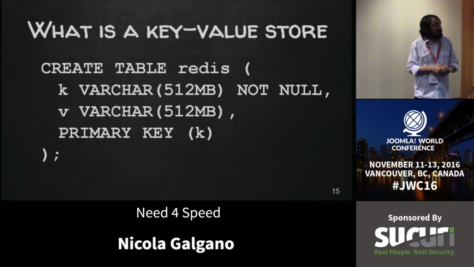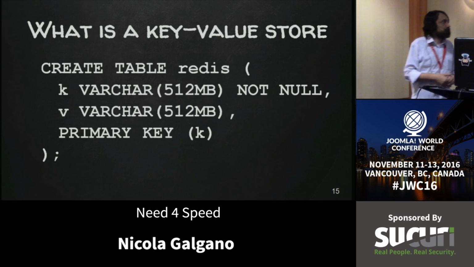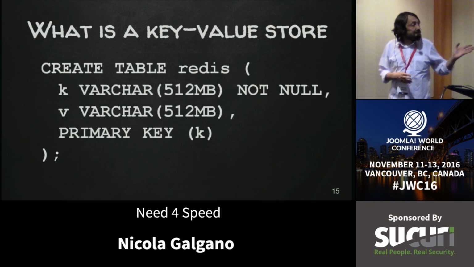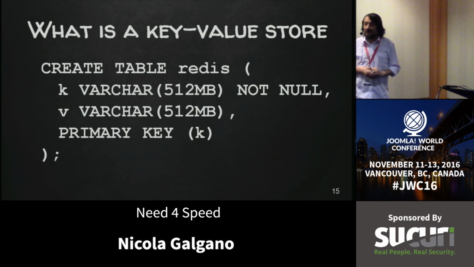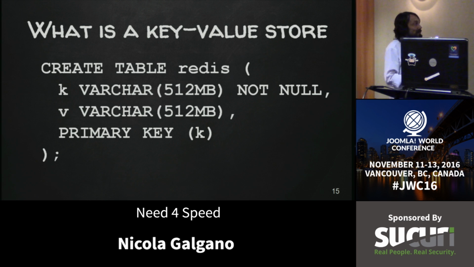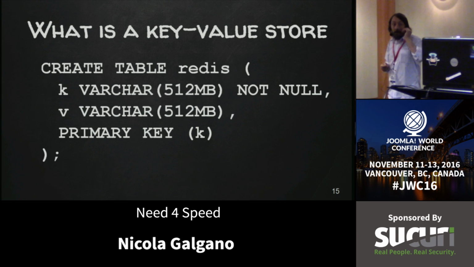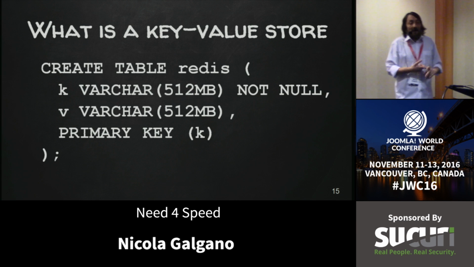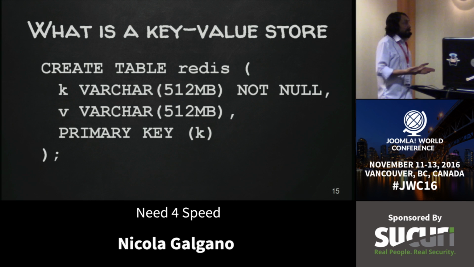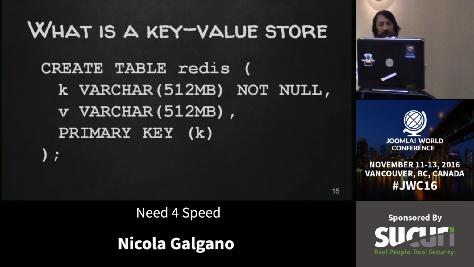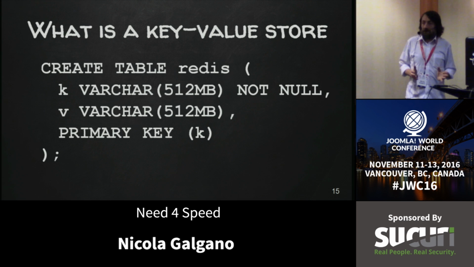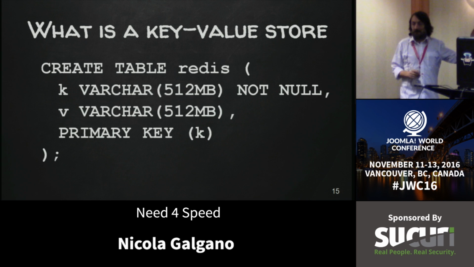So all of you, I think, are familiar with tables, with relational databases. So what is a key value store? If you look at this simple table declaration, a key value store is simply a table with two fields: a key field and a value field, and simply with one primary key. This is the main concept of the key value store, not only Redis. You have only a key and a value.